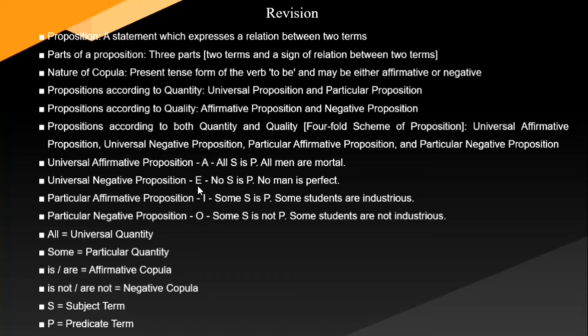Capital letter E is the symbol of a universal negative proposition. No S is P is the logical form of a universal negative proposition. No man is perfect is the example of a universal negative proposition.